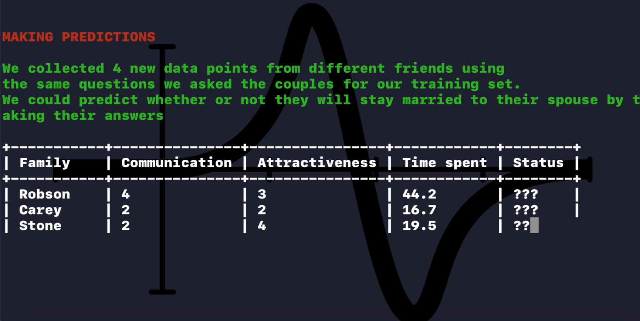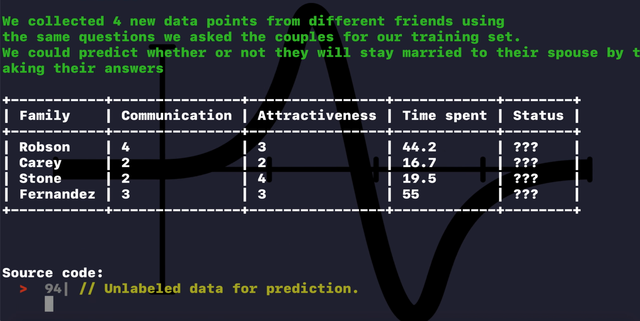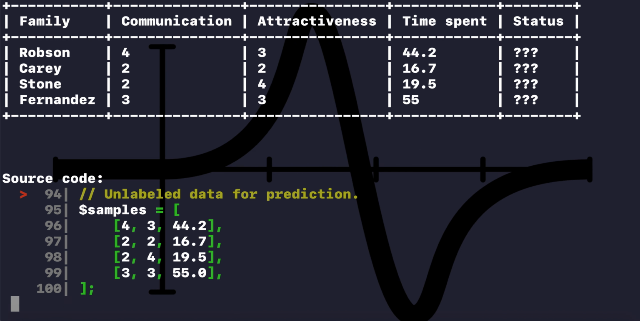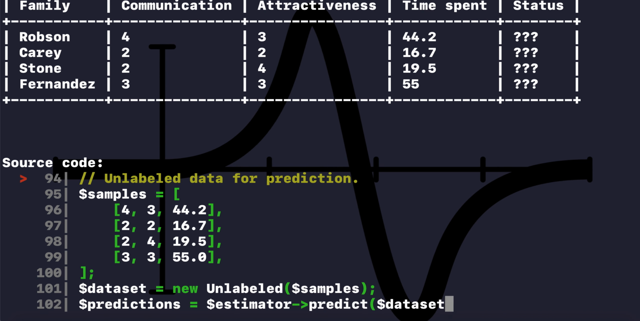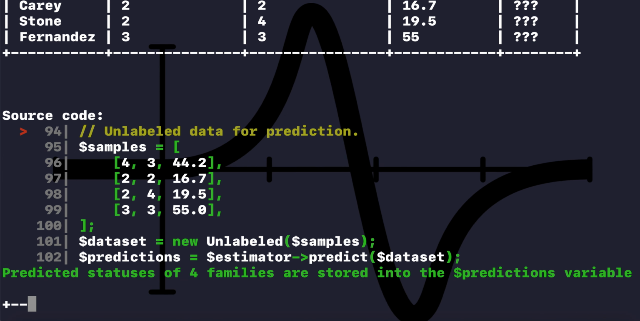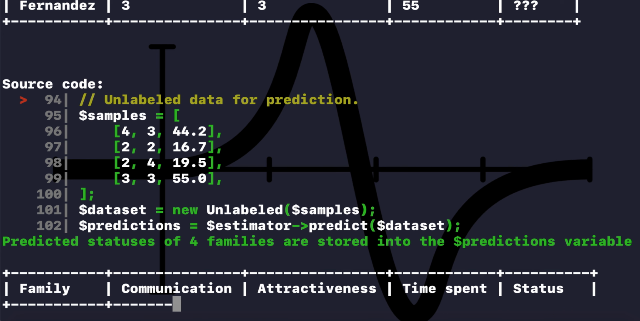Suppose that we went out and collected 4 new data points from different friends using the same questions we asked the couples we interviewed for our training set. We could predict whether or not they will stay married to their spouse by taking their answers and passing them in an unlabeled dataset to the predict method on our newly trained estimator. This process of making predictions is called inference. The PHP code of predicting not labeled samples looks like that.